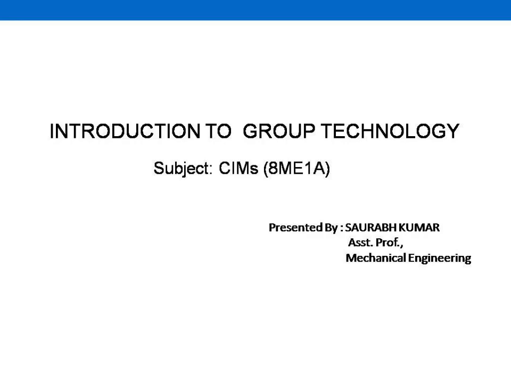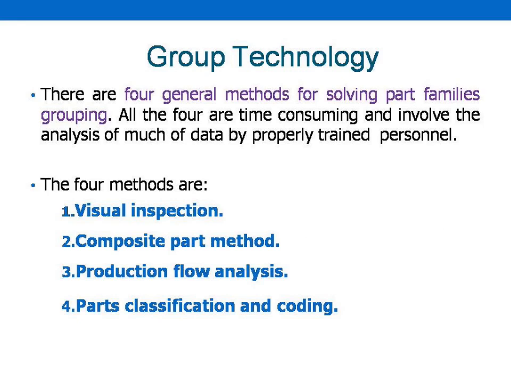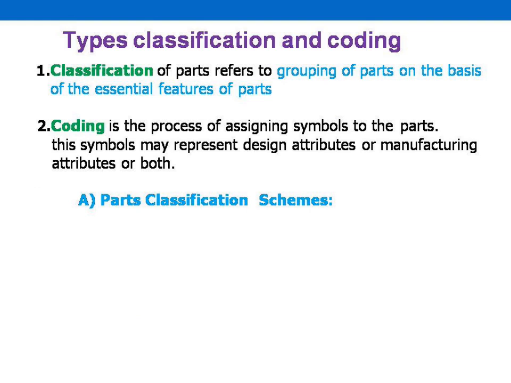So, we are continuing our topic Group Technology. We are discussing the last part, classification coding method. We already discussed there are two types, two parts: one is classification and one is coding. So now we understand what is the part classification scheme.